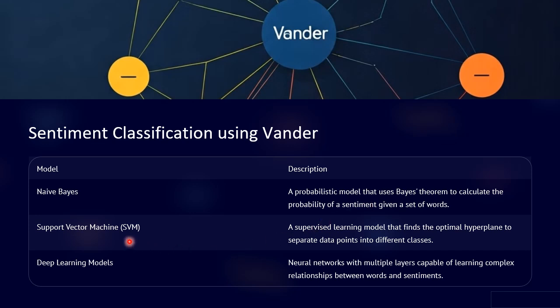Coming to the SVM, support vector machine is a supervised learning model which gives a hyperplane to separate data points into different classes based on their variations. And a deep learning model is nothing but using neural networks which have multiple layers, used for learning complex relationships between the words and sentences, which gives us the exact sentiment of the sentence for the given paragraph.